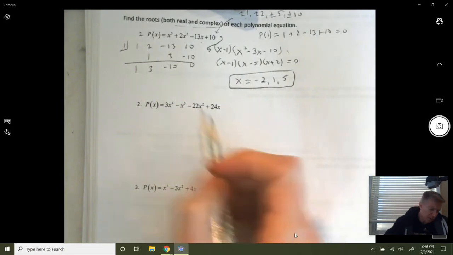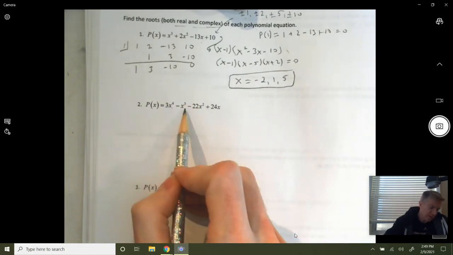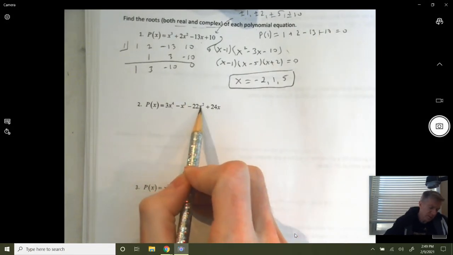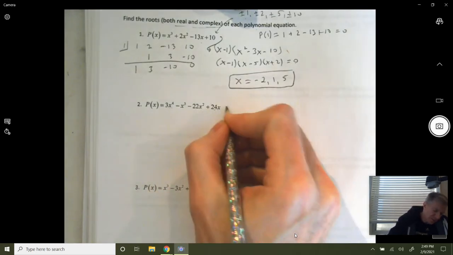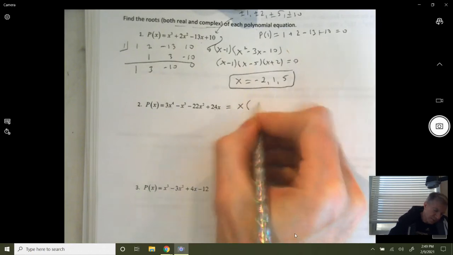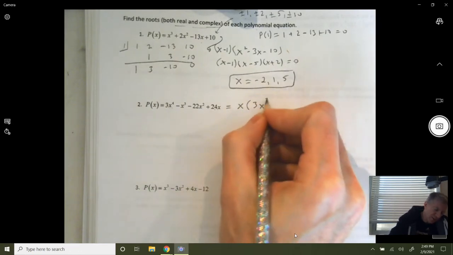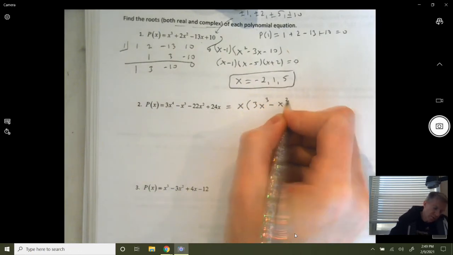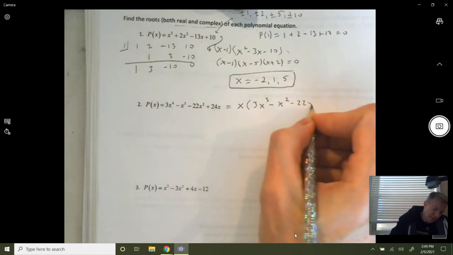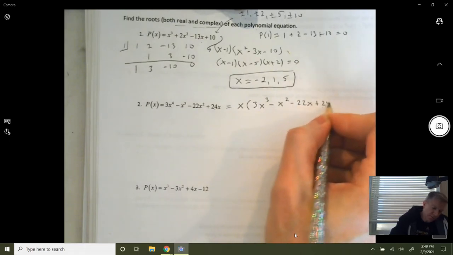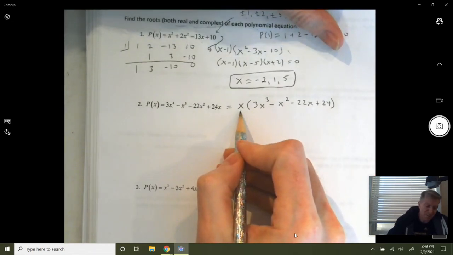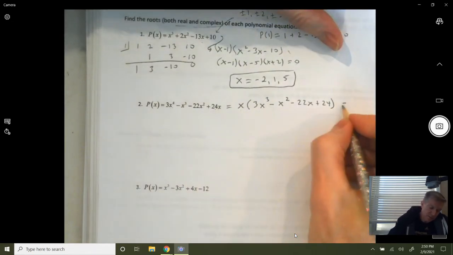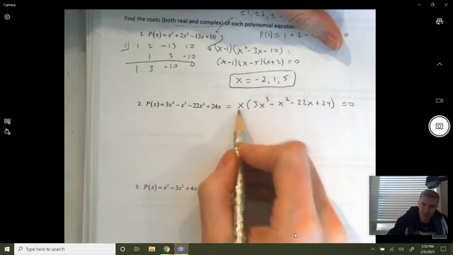Okay, now this one, 3x to the 4th minus x cubed minus 22x squared plus 24x. Notice there's an x in every term. I'm first going to factor out an x, and then I'm left with 3x to the 3rd minus x squared minus 22x plus 24. Okay, so I know one of my zeros or one of my roots is 0. So setting this equal to 0, this entire thing will be 0 if x is 0.